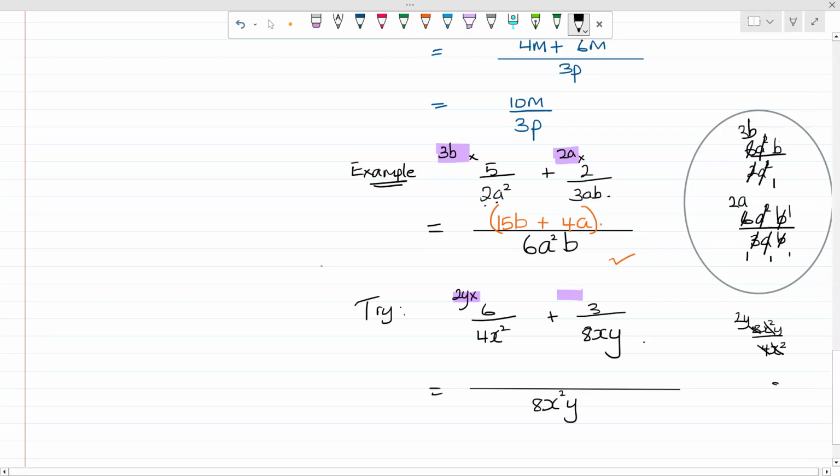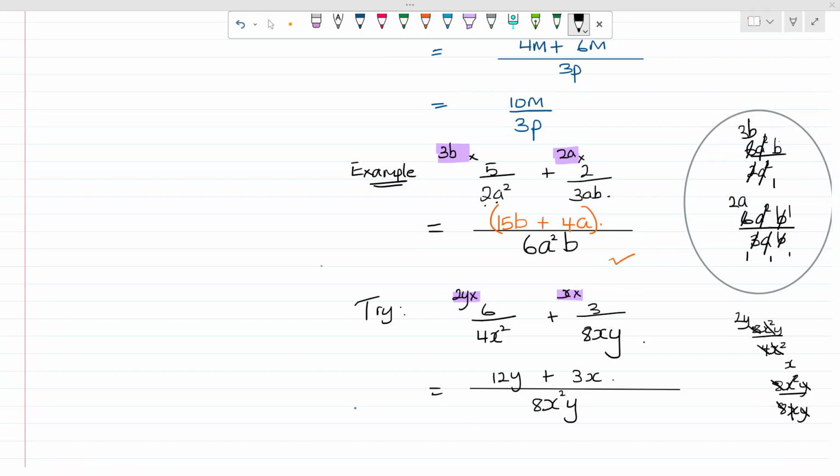On this side, if we're doing 8x squared y divided by 8xy, remember, this is the one now going on top, this one going underneath. 8 will cancel 8, y will cancel y, x will go into x squared one time and leave an x. So I get x multiplied by 3. So 2y by 6 will give me 12y. And x by 3 will give me 3x. Yeah?